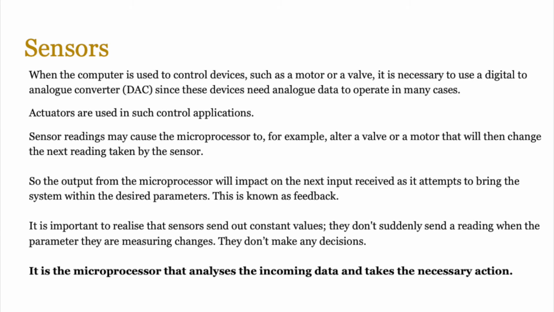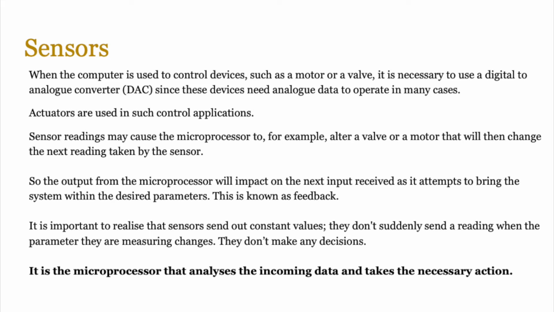Now, when a computer is used to control devices such as a motor or a valve, it is necessary to use a digital to analog converter there because it's the opposite of a sensor. So when we were looking at output devices such as actuators, which were used in control applications, the computer or the CPU would send a digital signal, but the motor might not understand that because it deals with analog current. So there needs to be a digital to analog converter on the other side. And once this output is created by the actuator, it then influences the environment.